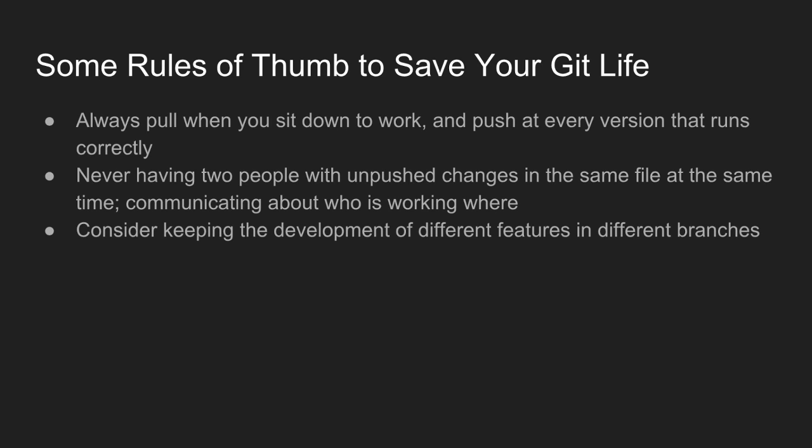Never have two people with unpushed changes in the same file at the same time, and communicate about who is working where. This thing about merging and Unity is quite annoying. There are files that are lines of code, and you can merge them, and that's that. There are other files called binary files, things like compiled executables, or I think some Unity files, which you cannot merge because they are essentially just long, never-ending strings of bytes that you cannot effectively merge together.